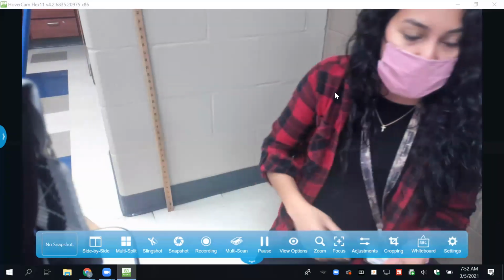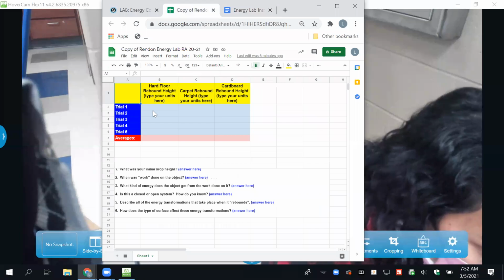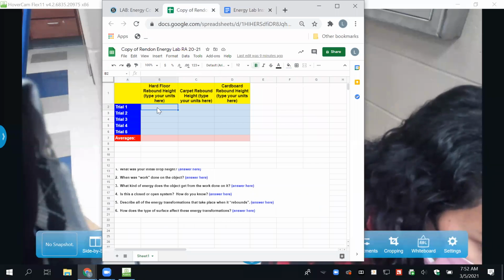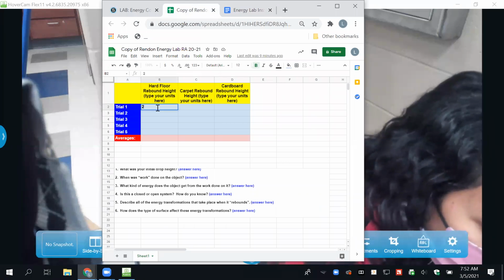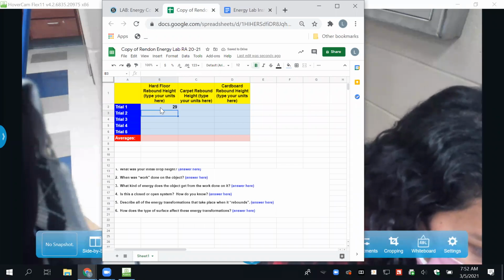That's my data. So if I drop it once, that rebound height went to 28 inches. And so it's a little bit of an eyeball test. It's kind of hard to get an exact measurement with this. But then you would go to where your data is, hard floor, 29 inches. Okay, but don't put the unit there, just the number, because you're going to type your units here.